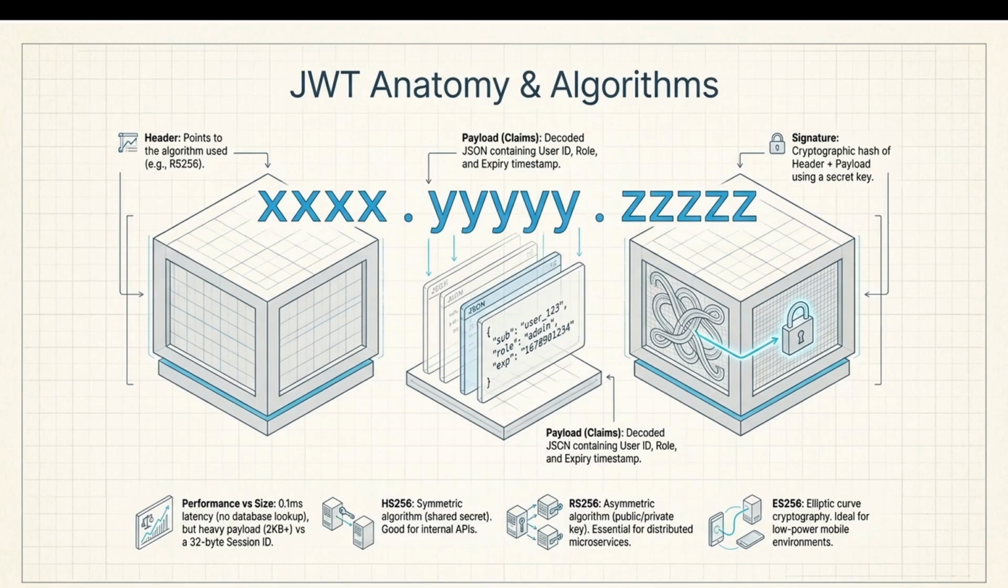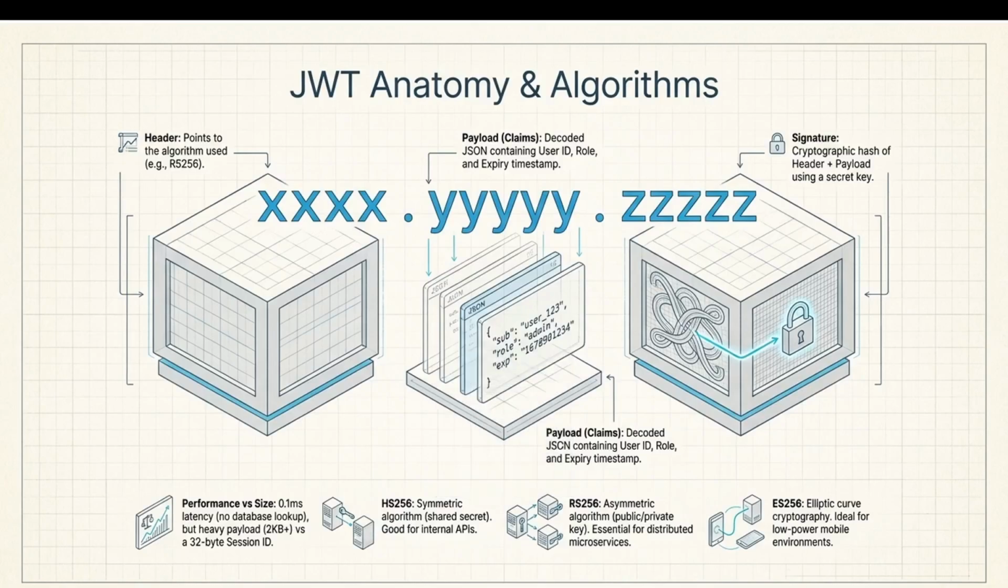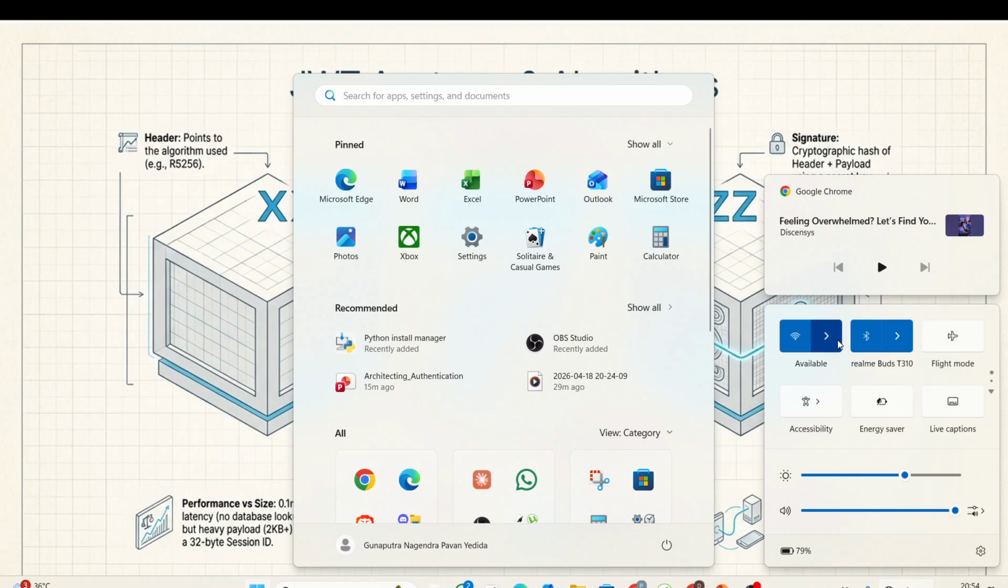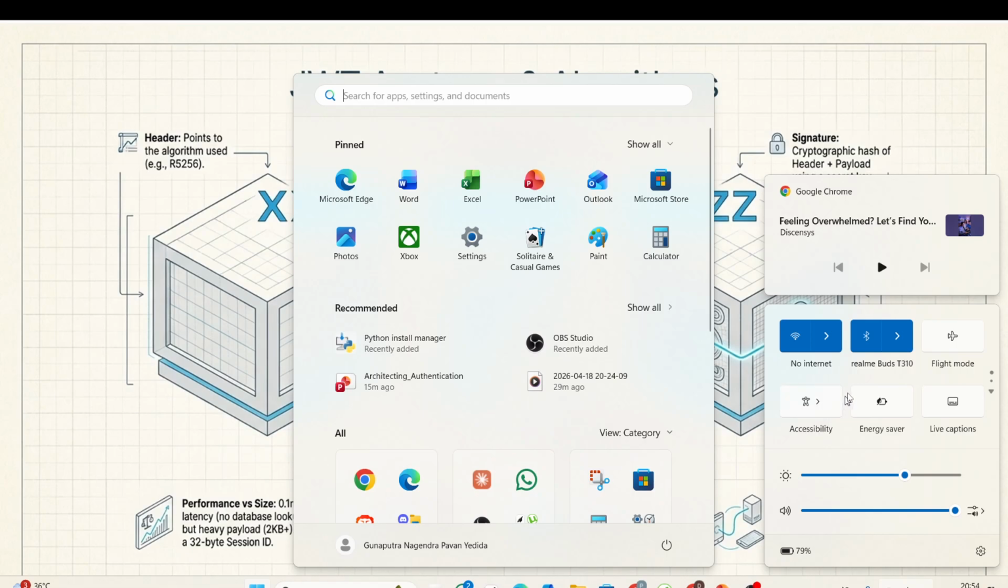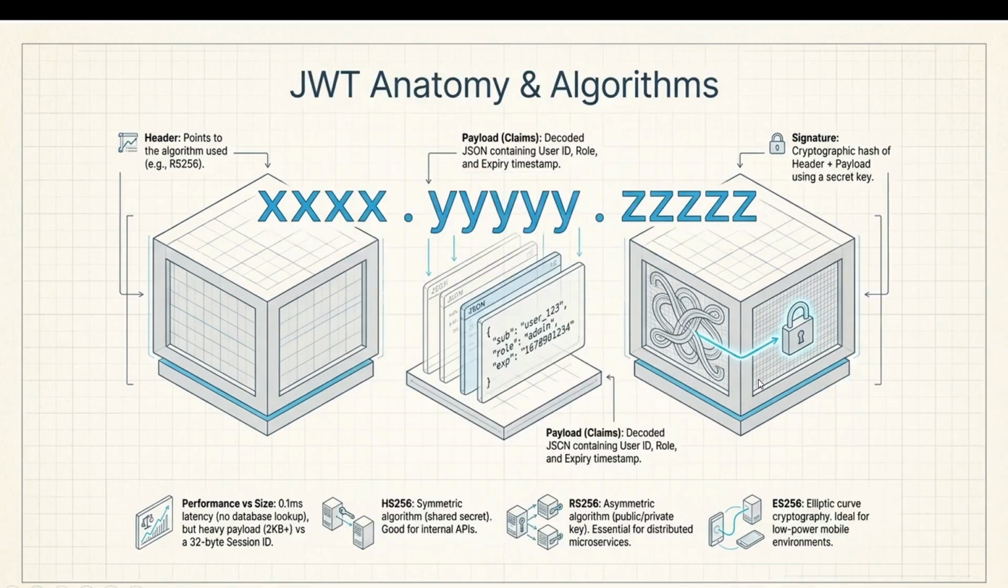JWT, anatomy and algorithms. Now, this slide shows you what the components are. It is kind of a schema about the details of the user entering, right? And the payload is a decoded JSON.